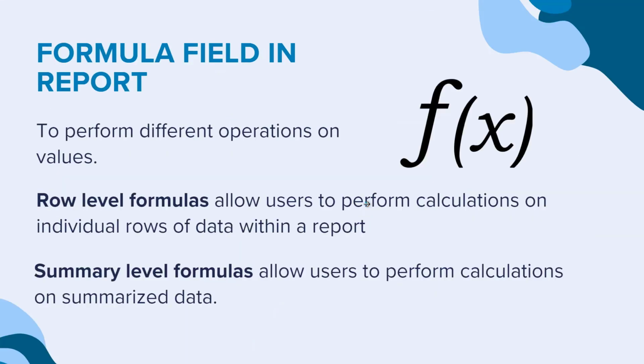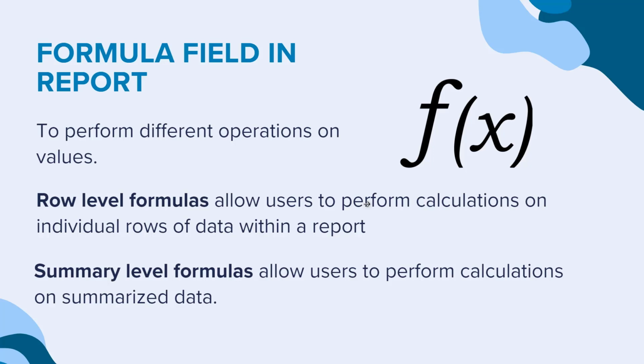So let's start with the formula field in a report. Firstly, understand what we mean by the formula field. Basically, the formula field is used to perform different operations on fields, and in reports we can create formula fields directly without creating them in a specific object. There are two kinds of formula fields that you can create in a Salesforce report. One is a row level formula and the next one is a summary level formula. We are going to discuss each of them one by one with examples.